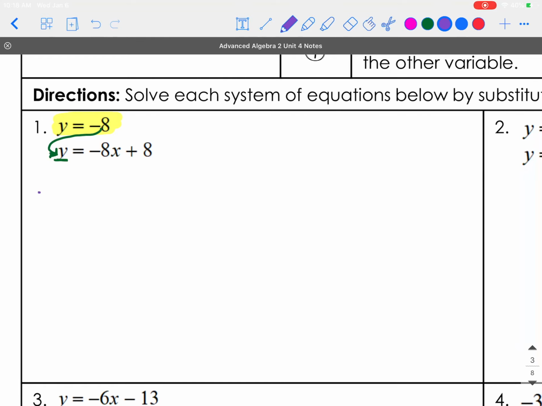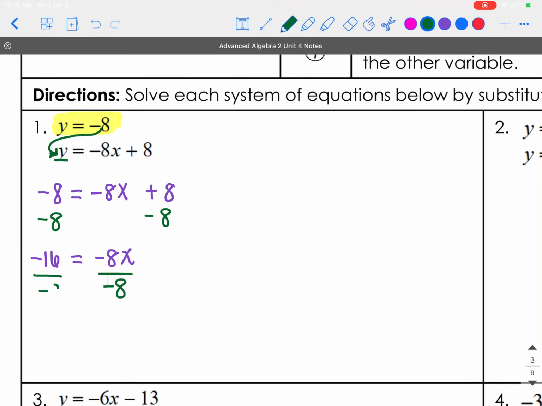And so it's going to look like this. Negative 8 equals negative 8x plus 8. Then I'm going to solve. We want to get x by itself, so subtract 8 from both sides. That's negative 16 equals negative 8x. Then I divide both sides by negative 8, and we get 2 equals x.